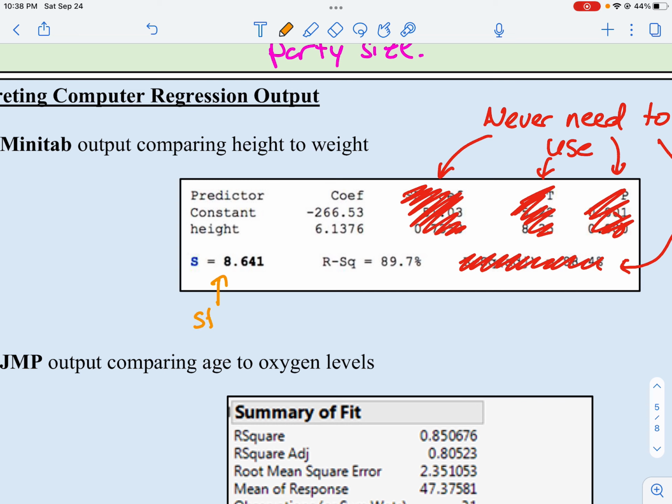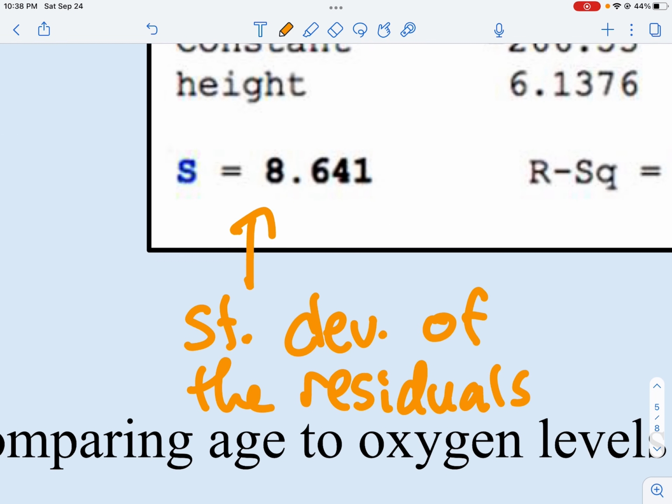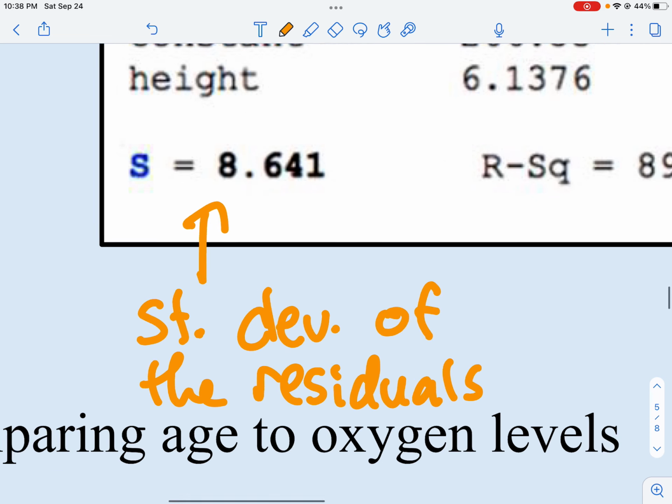This S is the standard deviation of the residuals. So in this case here, if we're comparing height to weight, weight is going to be that output. So what it's saying is that typically our predictions are going to be off by 8 pounds. That's the typical error.